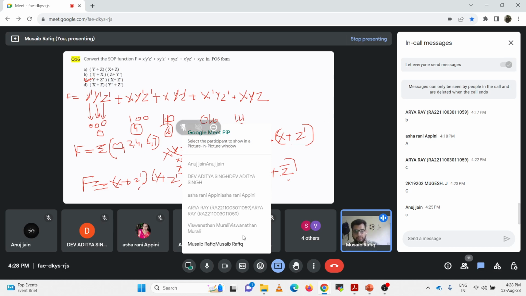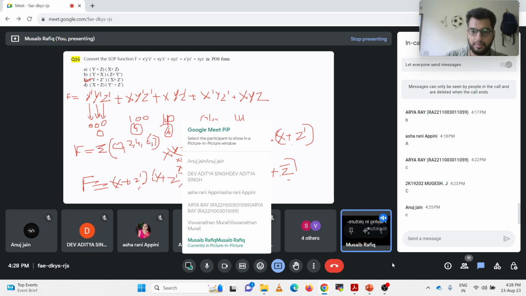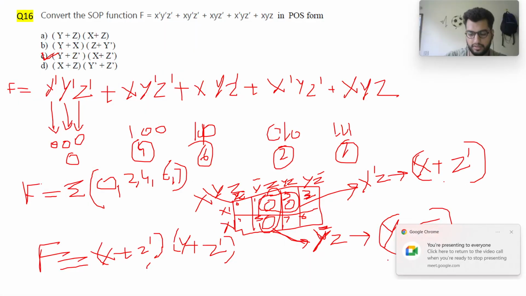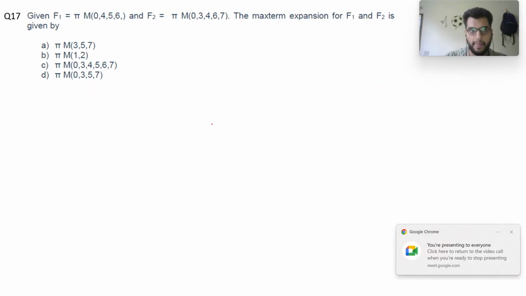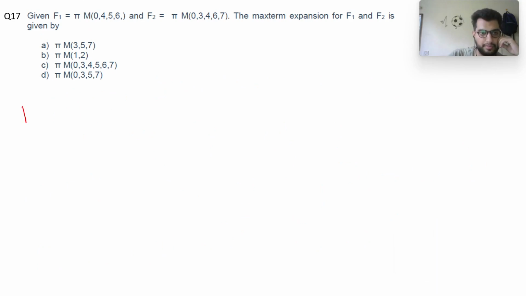If not, let's move forward to question number 17. That is the last question of today's live session. It states that given f1 is the product of max terms 0, 4, 5, 6, and f2 is the product of max terms 0, 3, 4, 6, 7. The max term expansion for f1 and f2 is given by, so you have to write down the max term expression for f1 and f2.